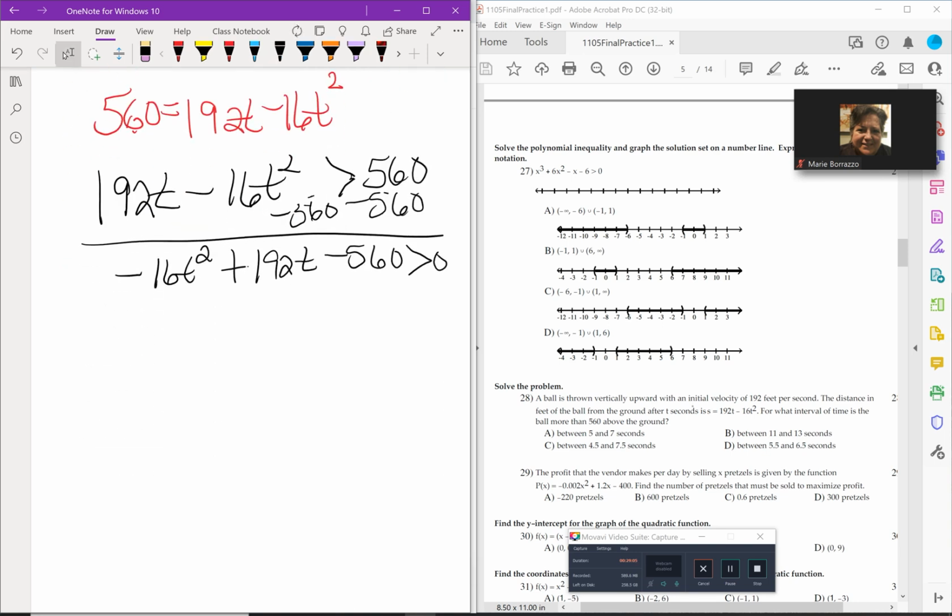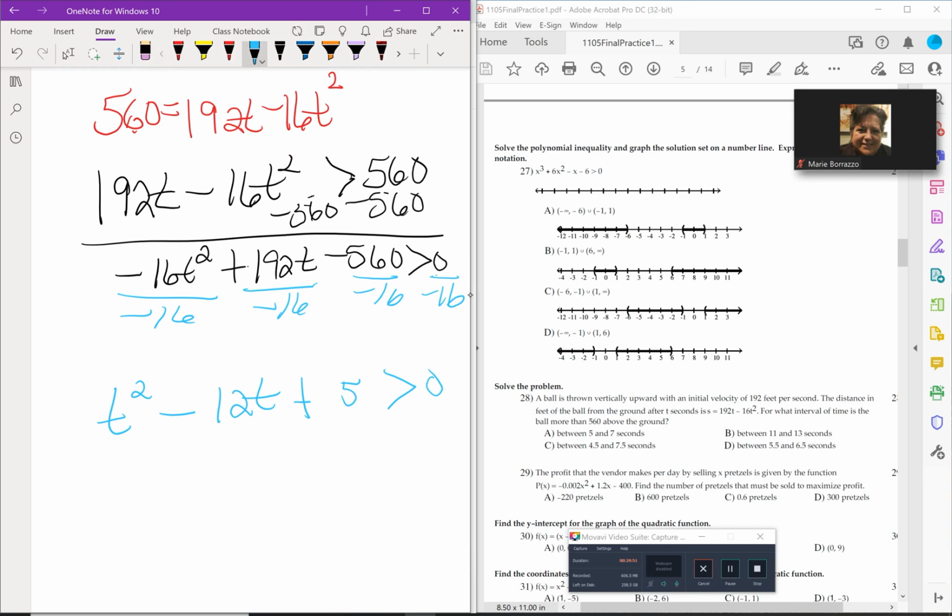All right. And what we want to do is divide all three terms, including the 0, which really doesn't matter, by negative 16. And what happens is you end up with positive t squared minus 12t, and this becomes positive 15. And that has to be greater than 0. So I need to factor this. Let me double check that. 560 divided by 16. Actually 35, my bad. My mistake.